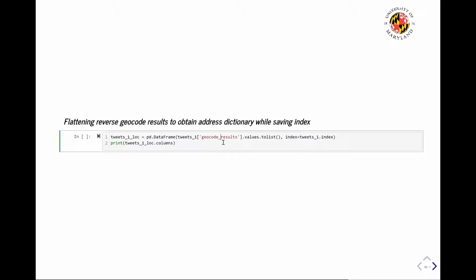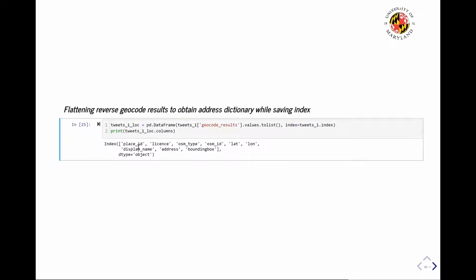Now, this might be a little confusing and complex, but we will display the resultant columns at every step so that it becomes clearer. What this step is going to do is give a data frame with the primary objects and columns. So we have the place ID, the license, the OSM type, the OSM ID, lat long, display name, address, and the bounding box. So what we need from this is the address dictionary, which we'll again flatten further.